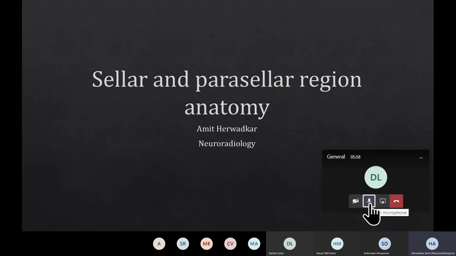Today, we're going to look at the sella, the paracellular region, and I think we are also going to cover very briefly the pineal region.